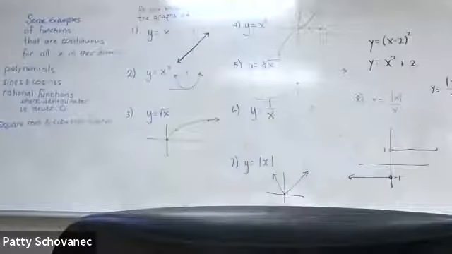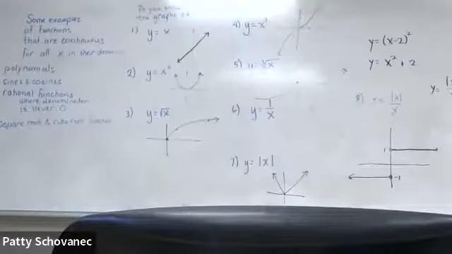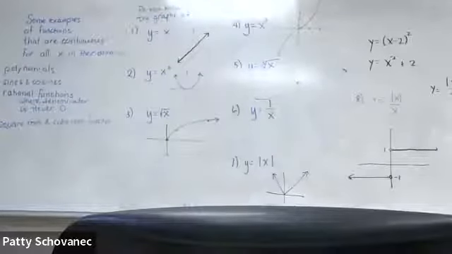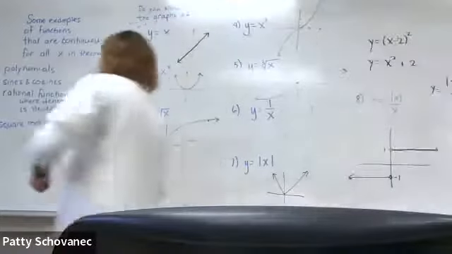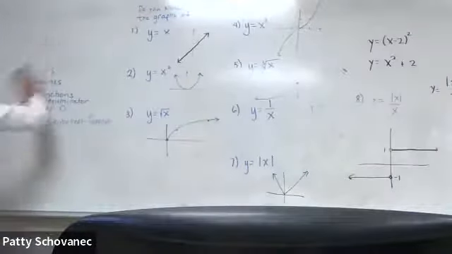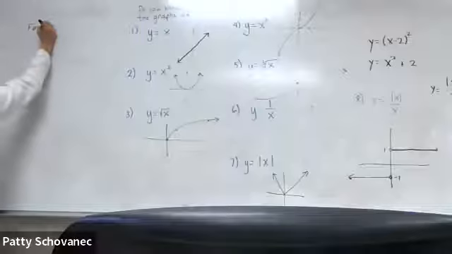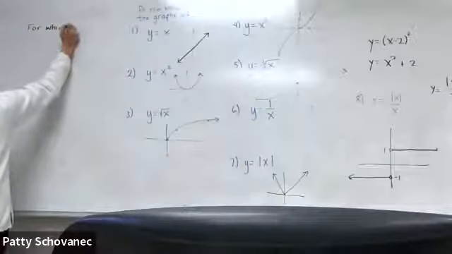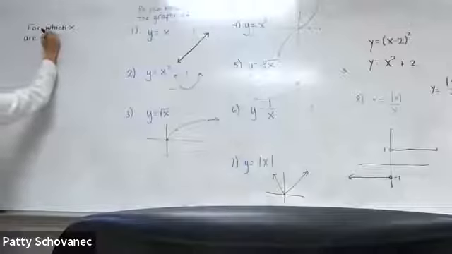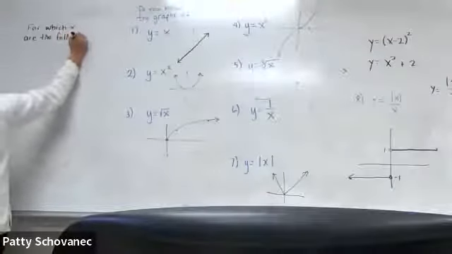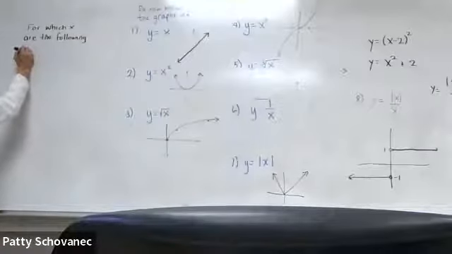We need that so that we can recognize which functions are continuous. If I write out some functions, I want you to be able to tell me where it's not continuous by telling me the numbers that are not in its domain. For instance, for which x are the following continuous.